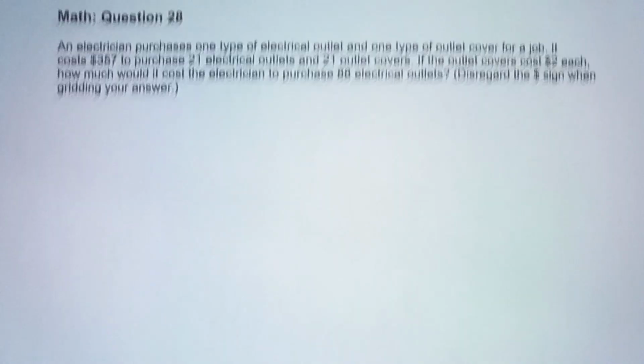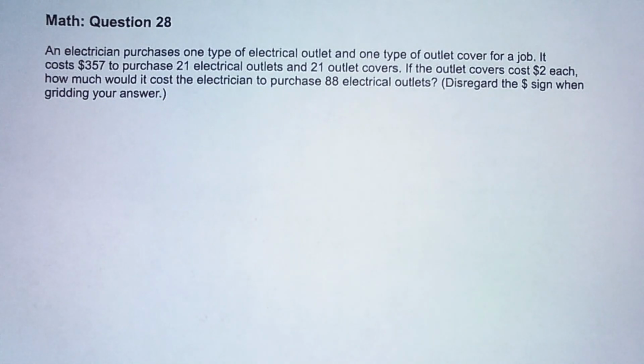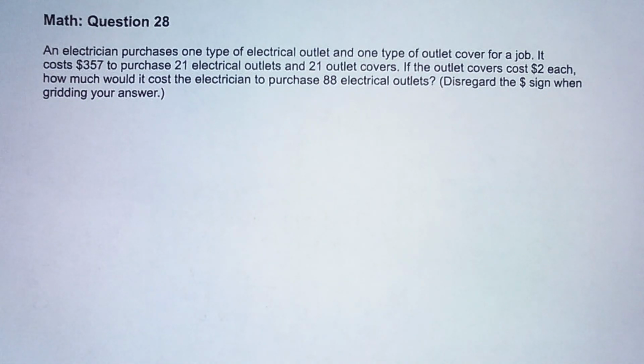So on number 28, we move to the grid response. So it's not multiple choice anymore, it is open-ended. So we have an electrician purchasing one type of electrical outlet and one type of outlet cover for a job. It costs $357 to purchase 21 electrical outlets and 21 outlet covers. If the outlet covers cost $2 each, how much would it cost the electrician to purchase 88 electrical outlets? Okay, so we need to figure out how much one electrical outlet costs and then multiply that by 88.